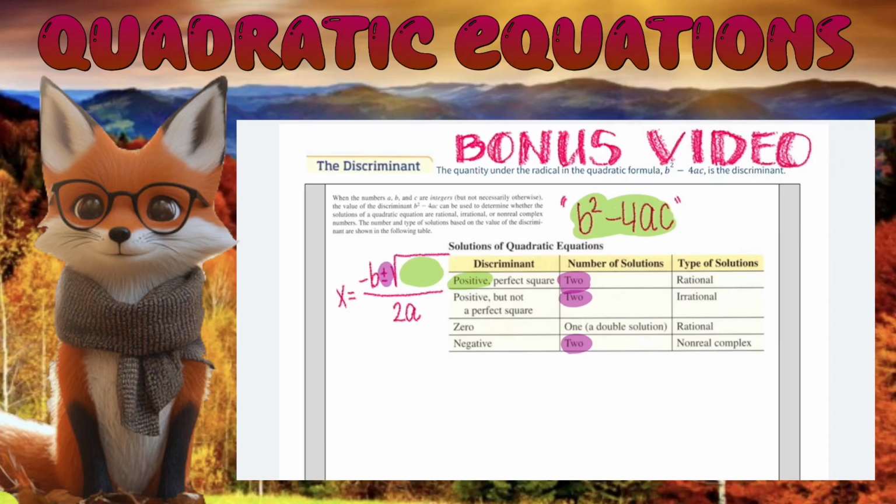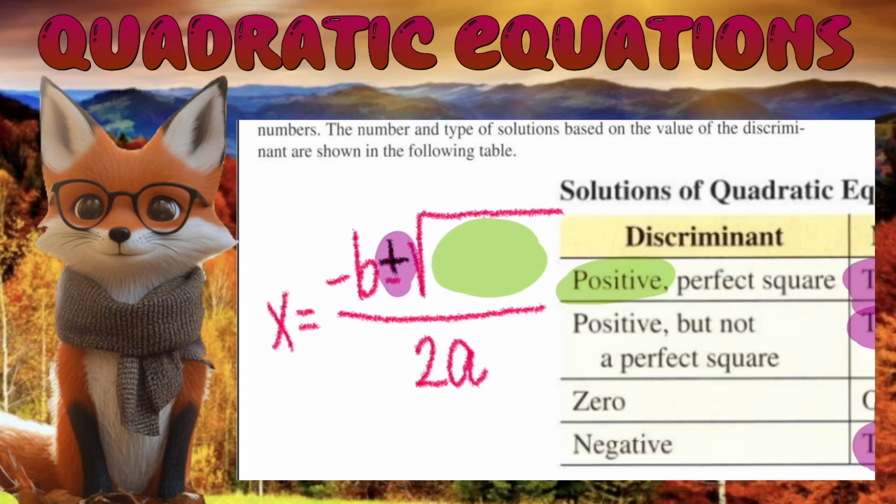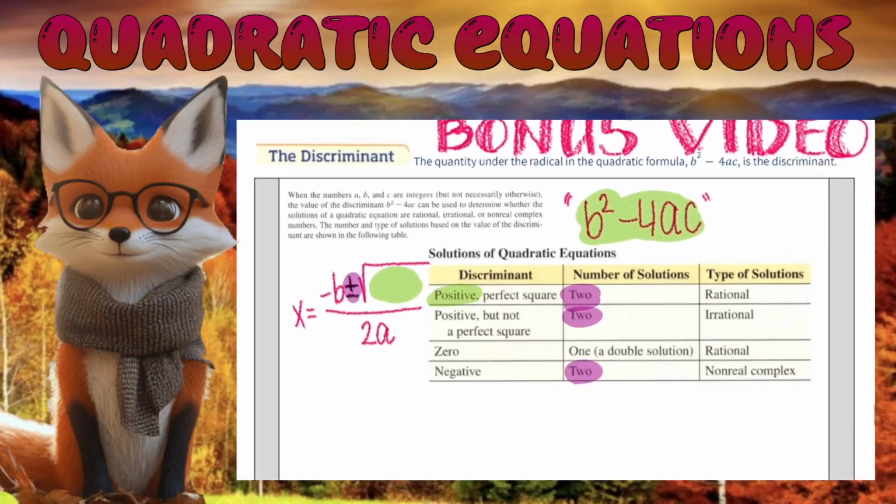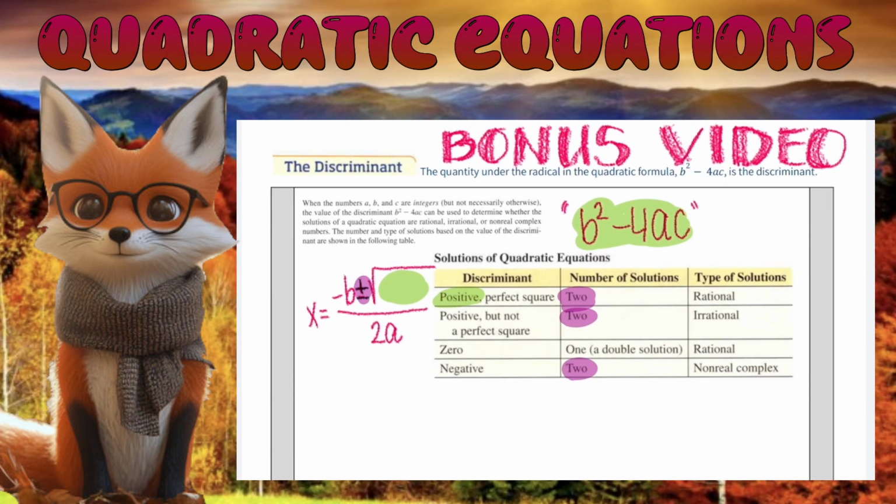So the plus minus, and then you have a positive number in the radical. That means you have a plus version of the equation for part of our answer, and you will have the minus version. So you'll have two different things going on right there, but you will get two different real solutions. So you'll have negative b plus something over 2a, negative b minus something over 2a.